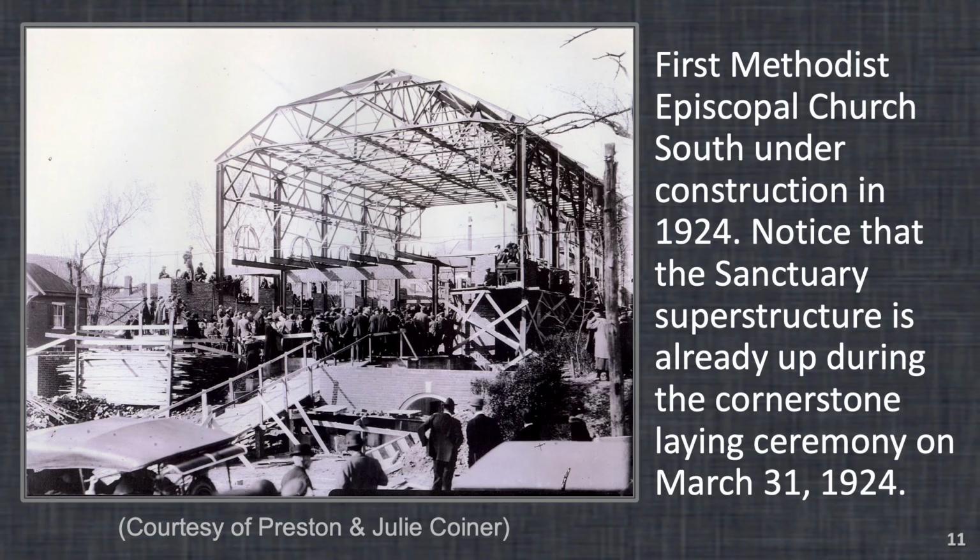Ground was broken for the present First Methodist Episcopal Church South in March 1923, and a year later, on March 31, 1924, the cornerstone was laid during a grand public ceremony. Notice that the sanctuary superstructure and window framing are already in place during the cornerstone laying ceremony.